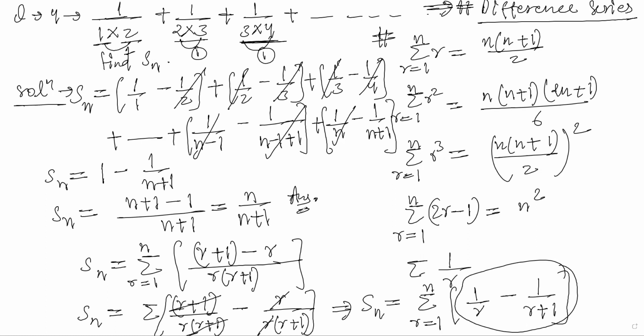But the steps remain the same. First step is to identify the r term, which is the most important step, I would say. You have to find out the pattern. To find out the pattern, try to find out the 4th, 5th, 6th, 7th, 8th term. Try to find out the general term.